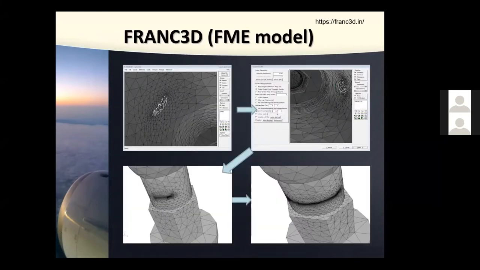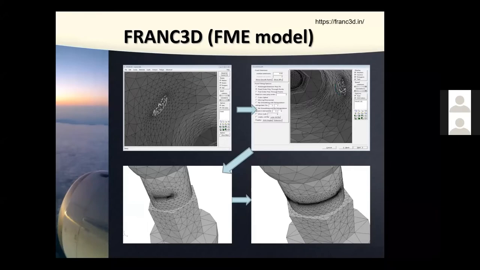Then a couple of years later, Frank 3D appeared on the same website of Cornell University, but nowadays I told you it's commercial software. The difference between 2D and 3D logically was that here you could simulate 3D crack growth. What's the main difference? First of all, the complexity of the calculations, the number of nodes and degrees of freedom was much greater.